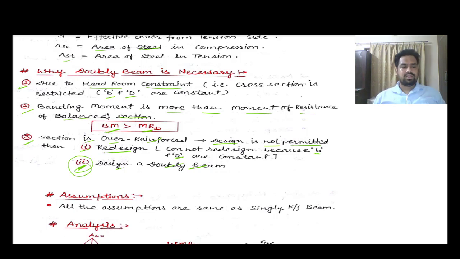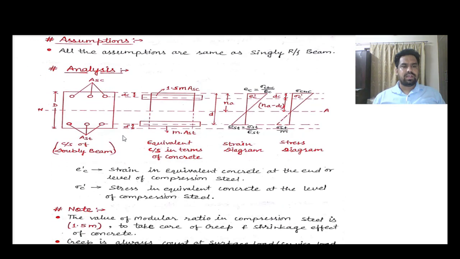Because we are doing this analysis by the WSM method, there are some assumptions here, which for the analysis of a singly reinforced beam are the same. First, the section remains plane before and after bending. Second, all the tension is taken by steel and all the compression is taken by concrete. Third, the bond between steel and concrete is perfect. We will proceed to the analysis part.